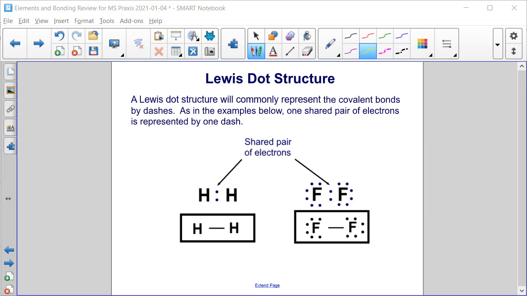Often when we draw a structure for a covalent bond, we draw the Lewis dot structure, which will represent the covalent bonds by dashes, and then the electrons that are not participating in the covalent bond will remain as dots. So you can see in the example below, when we have a shared pair of electrons, instead of drawing the pair between them, we replace the pair by this line or this dash, showing this covalent bond between the two hydrogen atoms, or this covalent bond between the two fluorine atoms. Each of those dashes represents one pair of electrons. So this dash is 2 electrons. This dash is 2 electrons. That's a single covalent bond.